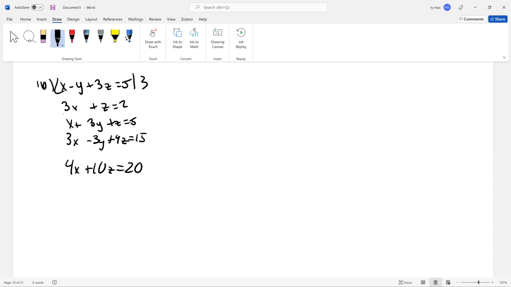So now I'm just looking at the middle equation here. 3x plus z equals 2. And then my new one I just got, 4x plus 10z equals 20. To combine those together, I'll need to eliminate one of the variables. I'm going to multiply my second equation here by a negative 10 so that my z's cancel. So I get minus 30x minus 10z equals negative 20. Adding those together, I get negative 26x, my z's cancel, is equal to 0. So in that case, that tells me that x is equal to 0.